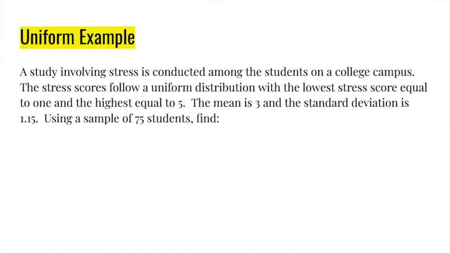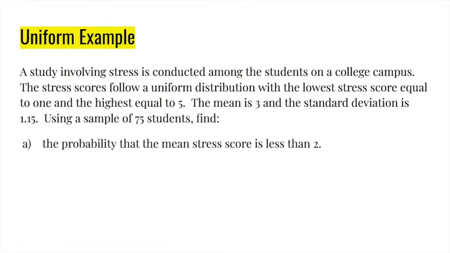This first example will be about the uniform distribution. We have a study concerning stress among college students, and stress scores were given a uniform distribution with the lowest score being 1 and the highest being 5. So that gives us a mean of 3 and a standard deviation of 1.15. With a sample of 75 students, the first thing we want to find is the probability that the mean stress score is less than 2.